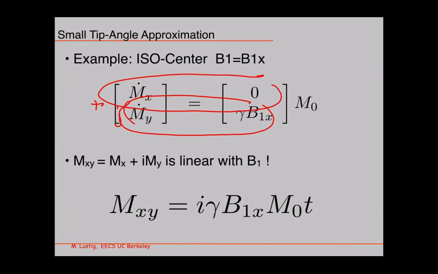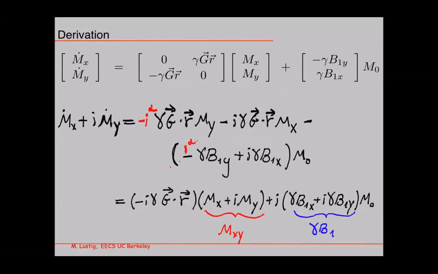Now we're going to solve for the non-isocenter case. So I can do again the same trick that I've done before. I can take the first equation plus j or i times the second equation, right? Now, I can go through this entire math again, but to be honest, I don't want to. It comes down to be very similar. The whole idea is, again, you want to massage it to look like Mx plus iMy and then B1x plus iB1y. That's what you want to massage it to look like. And then that ends up being something like this.